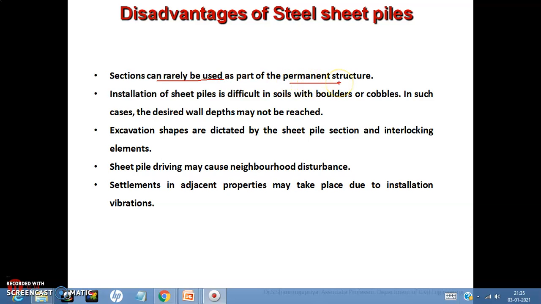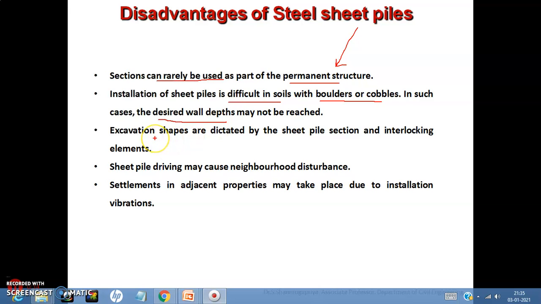Though I said the sheet pile walls can be used as both temporary and permanent structure, it again depends upon what type of sections you're using for the sheet piles. And installation of the sheet piles is very difficult in the soils, especially if you come across boulders or cobbles. In such cases, it's very difficult to reach the desired wall depths.